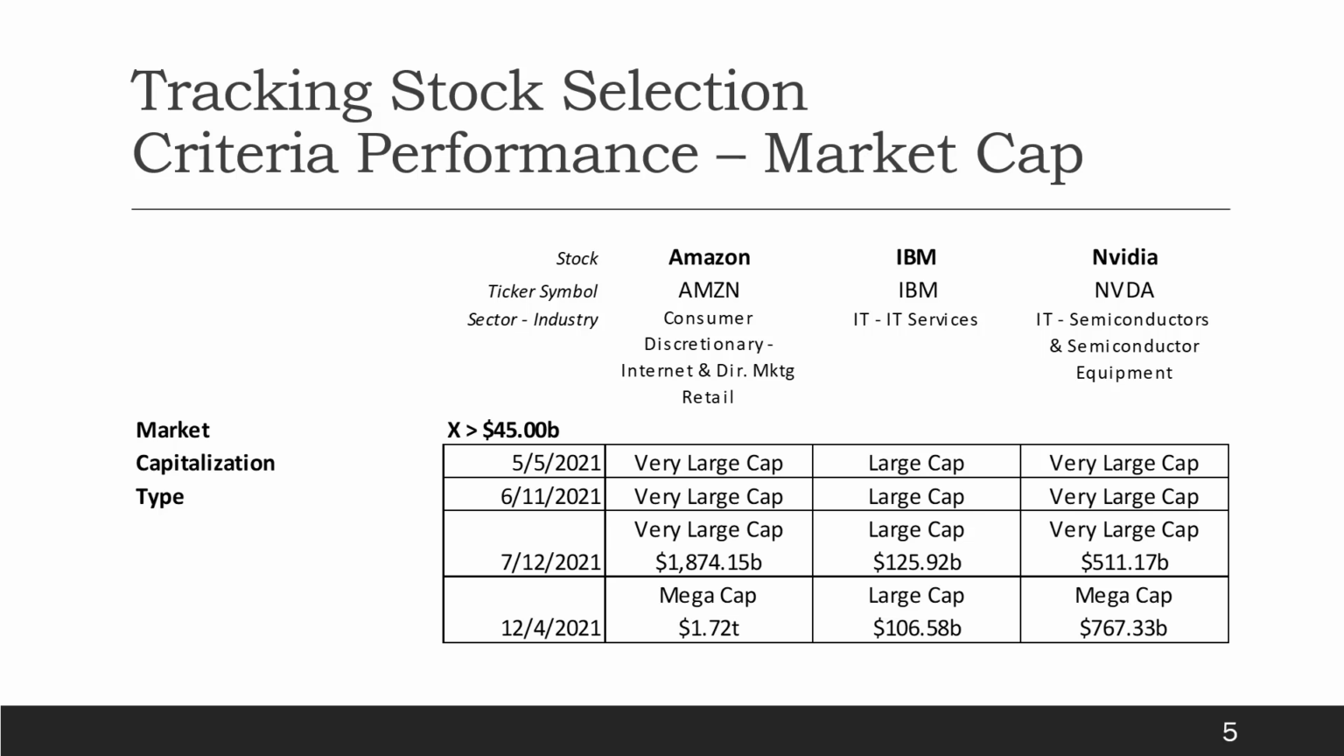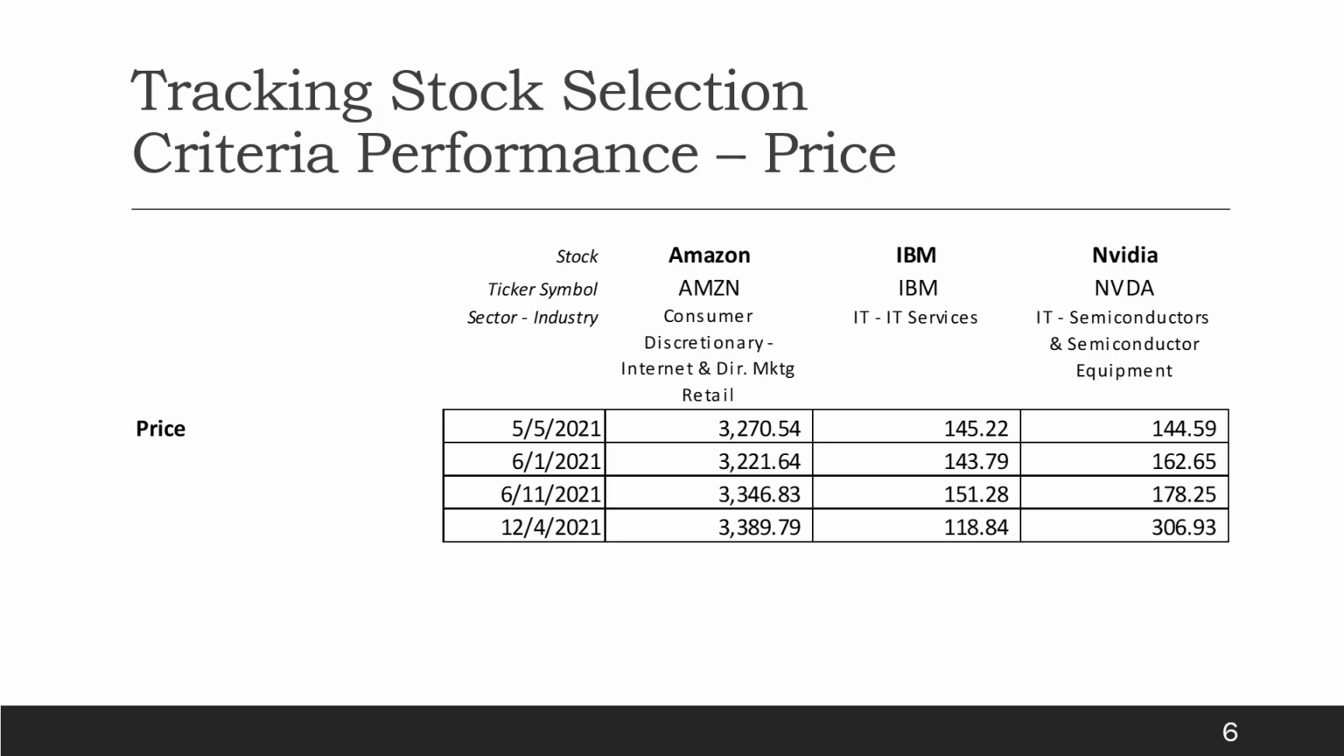NVIDIA has a market cap greater than IBM's market cap, but less than Amazon's MCap. Its MCap is $767 billion, and it is a mega cap stock. Price. From start of research May 5th to purchase day June 1st, the price of Amazon and IBM decreased, but the price of NVIDIA increased. From June 1st to December 4th, the price of IBM went down, the prices of NVIDIA and Amazon increased. NVIDIA more so than Amazon.